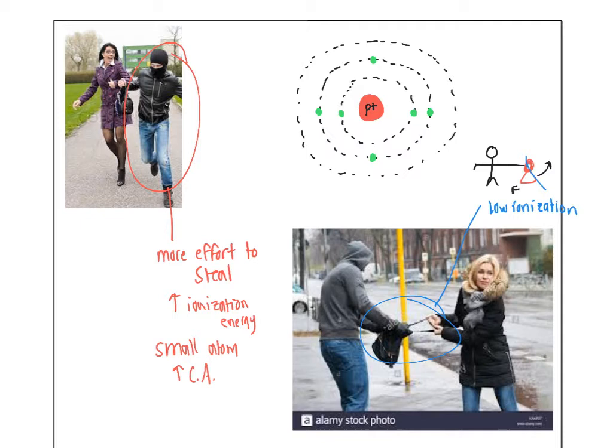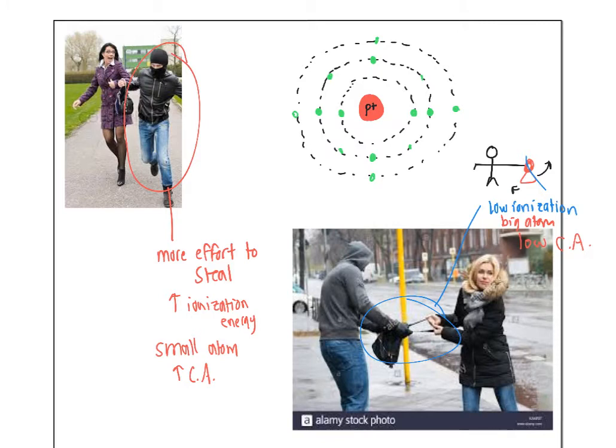So if I'm an atom with lots of rings, big and fat, holding my purse way out, that's going to cause low ionization because I'm a big atom with low Coulombic attraction, which means low ionization, easier to steal.